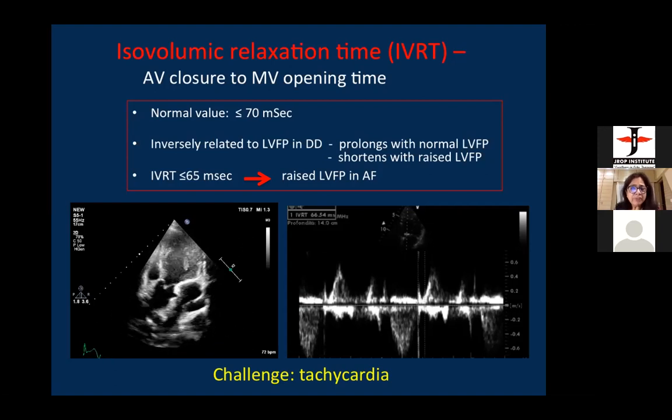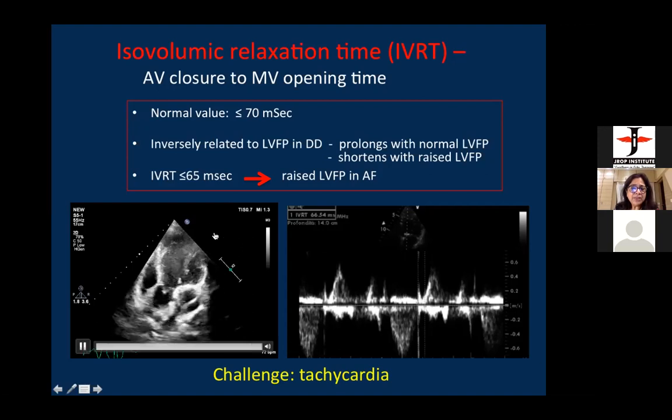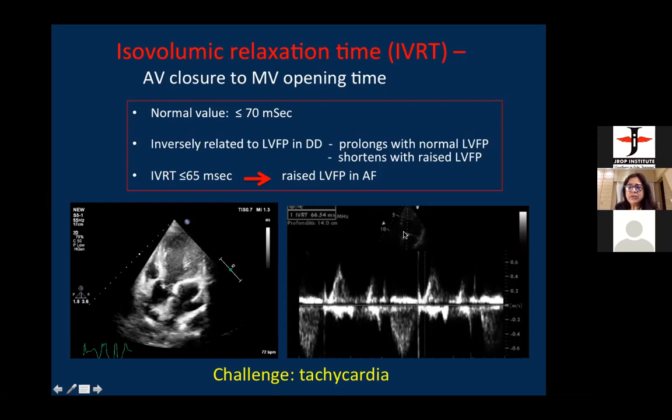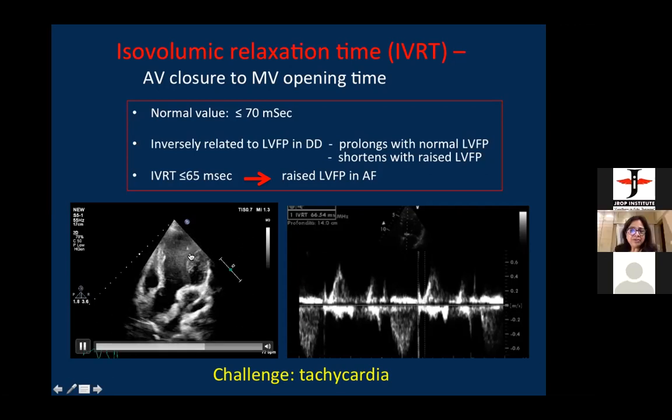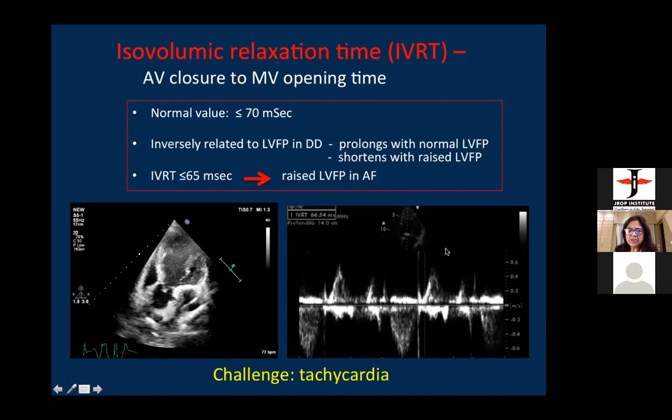So next step, in the 5-chamber view we place the cursor and the sample volume in between the mitral valve and the LV outflow, more or less here. That will pick up both the mitral forward flow and the LVOT flow. Look at this spectral pattern: the forward mitral flow is above the baseline and the LV outflow is below the baseline.